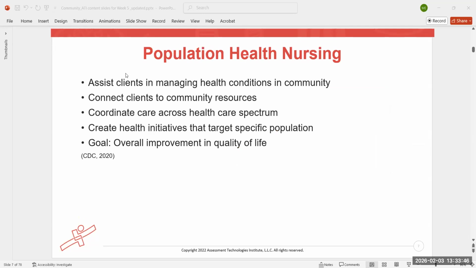And a big thing we need to know is how we can help coordinate care and how we can help connect the client to those community resources. Overall goal is to help improve quality of life. Community health nursing can take more of a holistic approach.